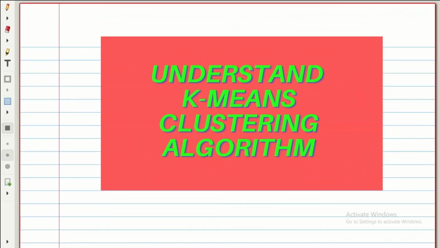K-means clustering is an unsupervised machine learning algorithm which partitions n instances into K clusters by computing similarity.